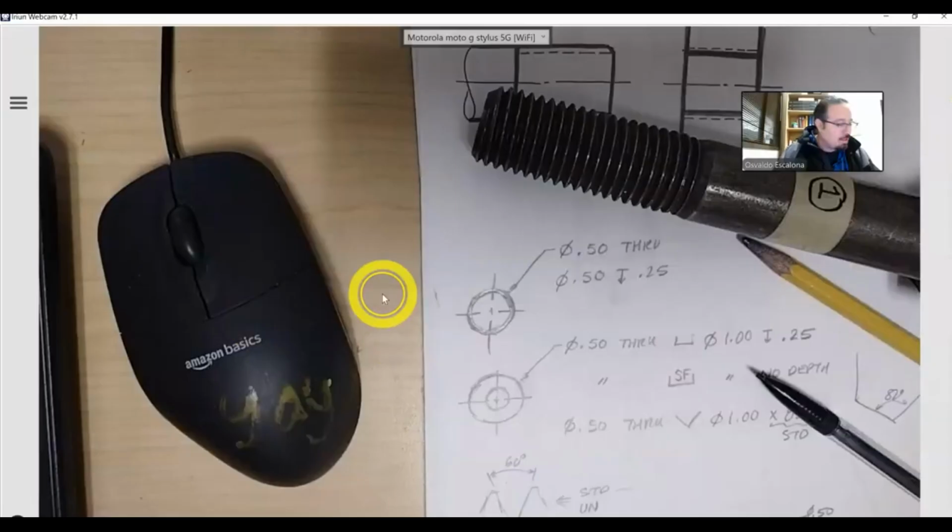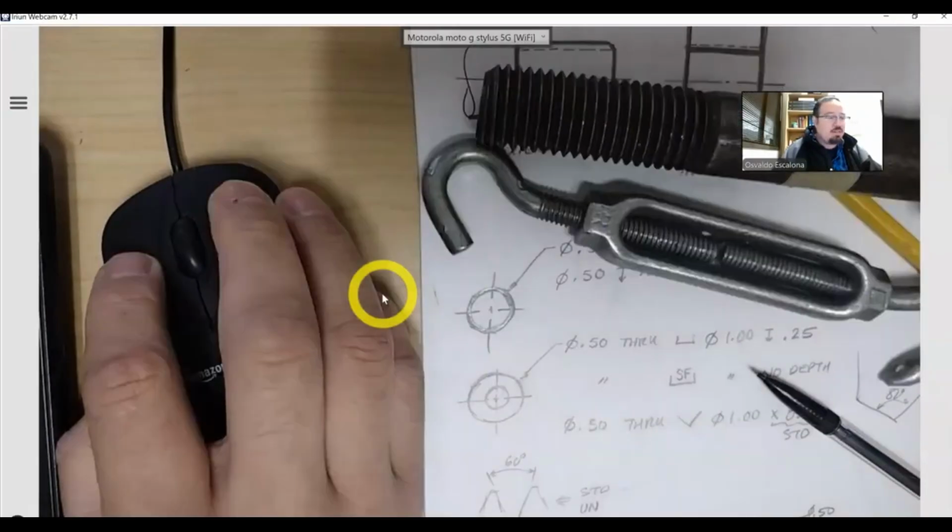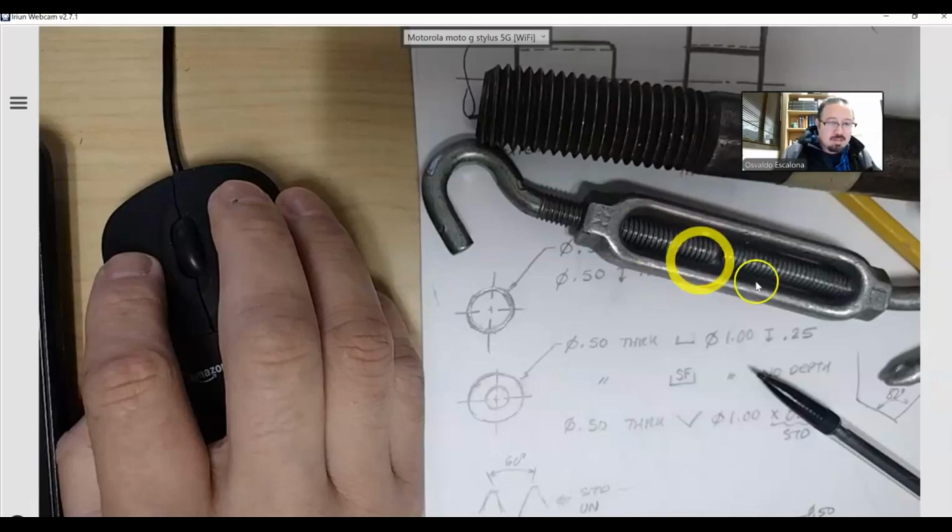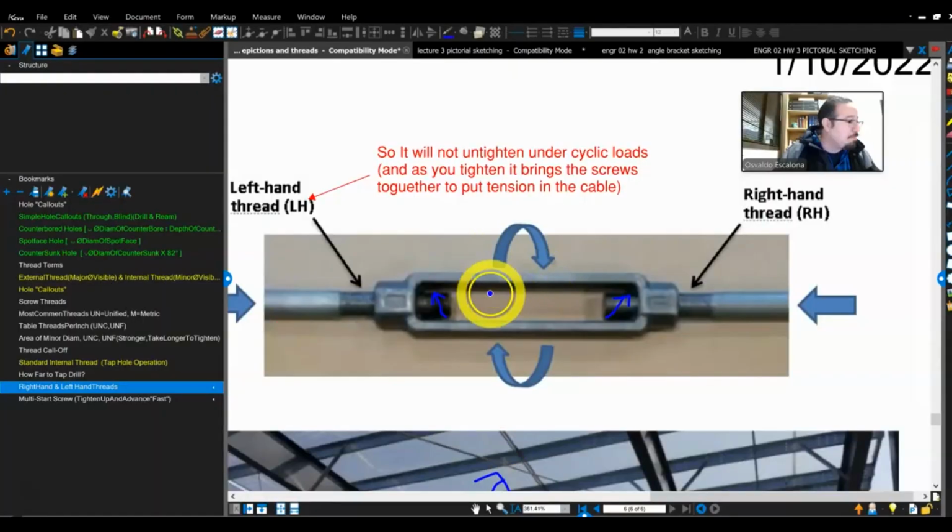Let me see if I can show you one. You guys can see it. My camera is messing up, it's lagging. All right, hopefully you can see that it's in there. If you want to take a look at this, I have it on the left. You have a left hand and a right hand.